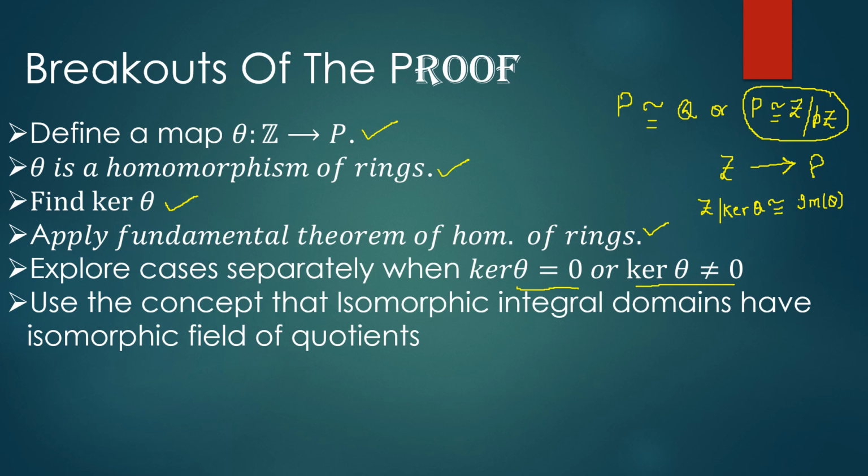Okay, while using this concept of ker θ, you have to use the fact that isomorphic integral domains have isomorphic fields of quotients, and this is a very crucial step in proving this theorem. So if you remember these steps, then you will never forget the proof of this theorem. So let's start the detailed proof of this theorem.